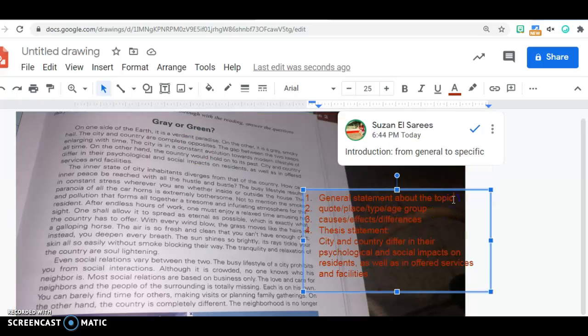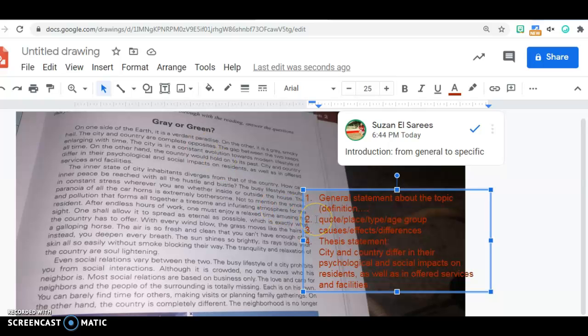We can, if we want, give a definition if the topic is new. For example, if I'm writing about capital punishment or euthanasia, these are new terms for people, so I can give a definition at the beginning. But because the writer here is writing about the city and the country, if he gives a definition, it will appear to be silly. So he cannot give a definition. He gives a metaphor, a comparison.